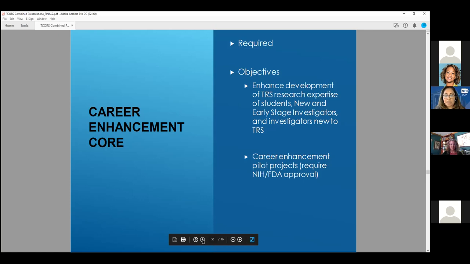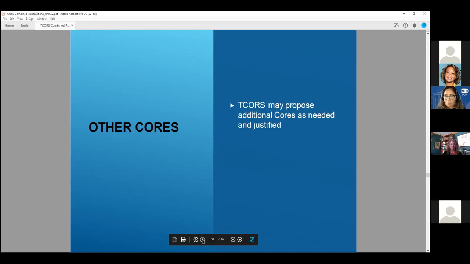Next one, please. Also, we suggest that applicants are actually allowed to suggest other T-Course. Of course, these are gonna be as needed, and you have to justify what kind of other T-Course are needed for your center. Some examples could be, for example, a data analysis core, biospecimens core, and others.